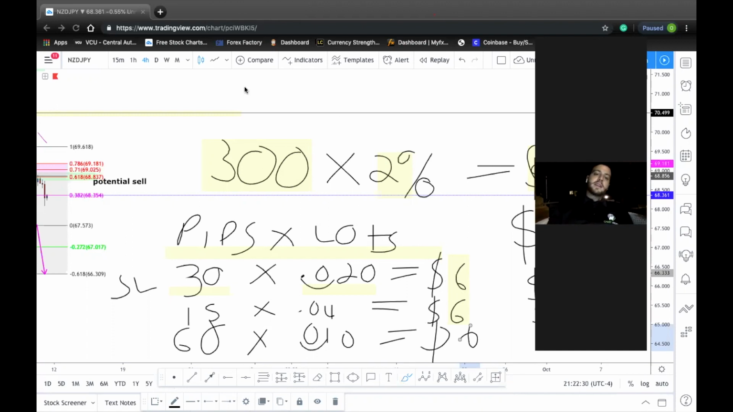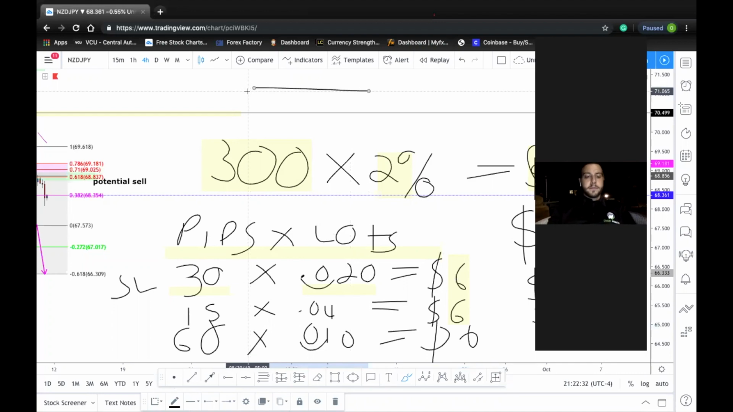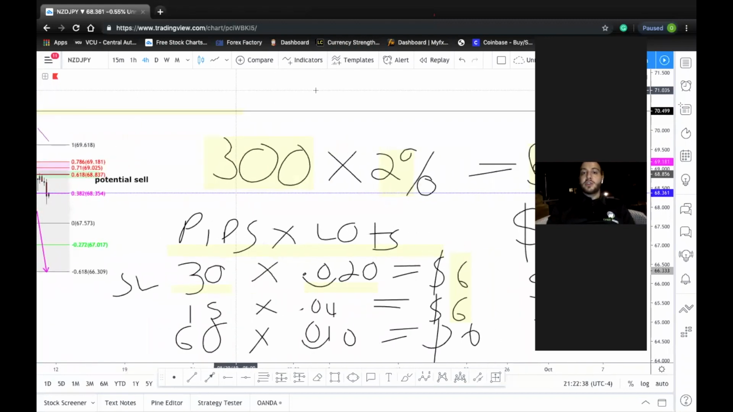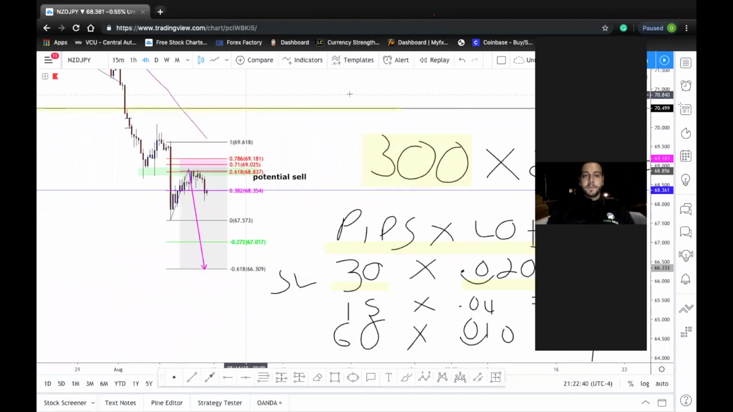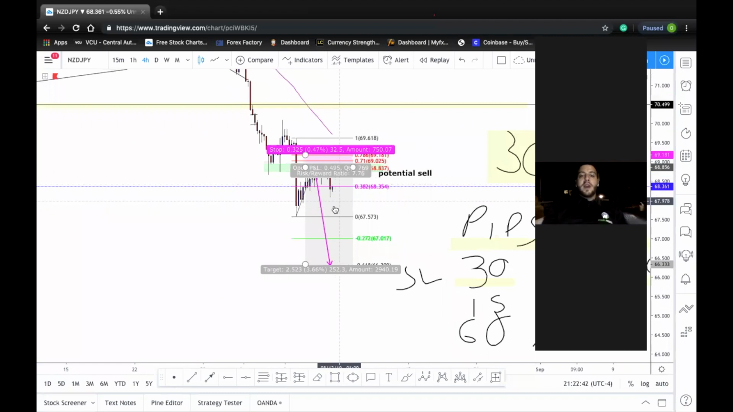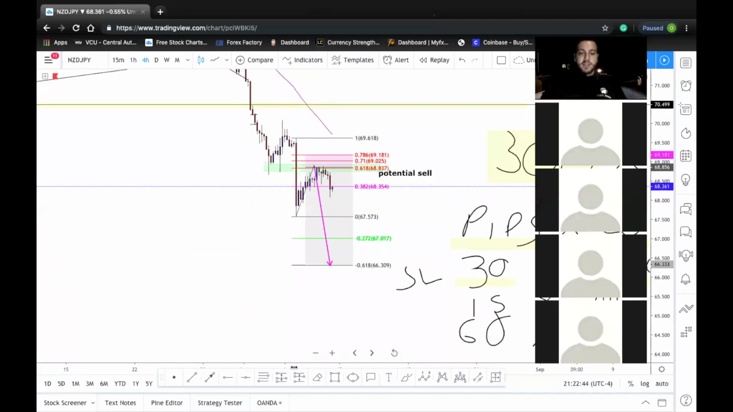All right, now let's get into the actual charts and I'll show you guys how we can calculate this using the tools that are given to us in TradingView. Over here, guys, we have the short position tool, and I'll show you guys where to find it. It looks like this.